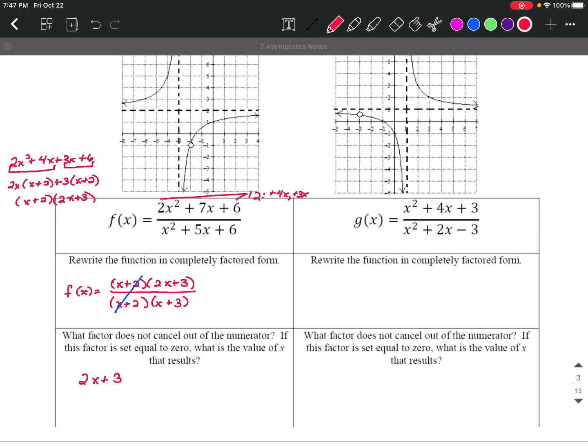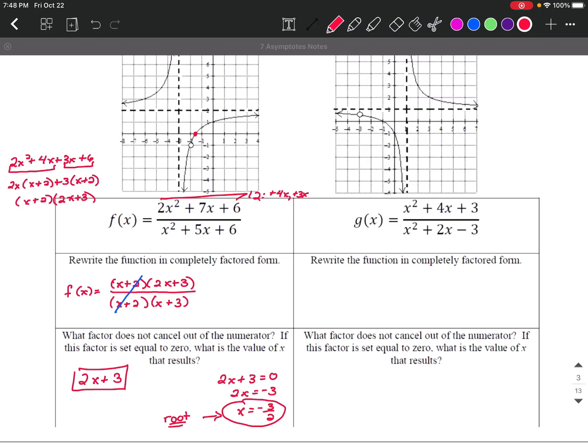Now, what value of x makes that 0? Well, if I set 2x plus 3 equal to 0, 2x equals negative 3, or x equals negative 3 halves. Now look on the graph. What's happening when x is negative 3 halves, which remember is x equals negative 1 1/2? There it is. That's an x-intercept or a root or a 0.